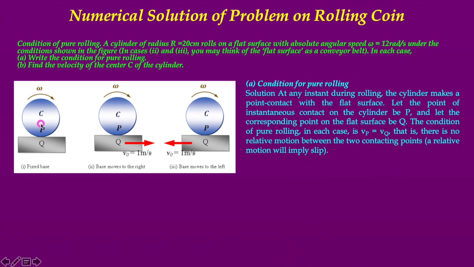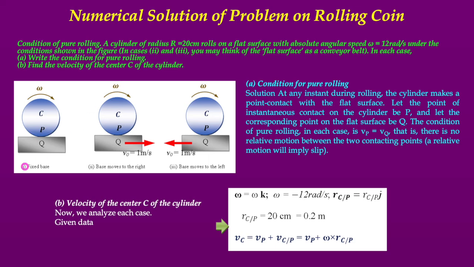The condition of pure rolling, that I have already told you, means no slipping. If we consider that a point P is the contact point, and at the same time the other contact point of the base plate is Q, then there is no relative motion between P and Q. Then it is the condition of pure rolling. It means the velocity of point P and the velocity of point Q at a particular instant are the same, if no slipping is there.